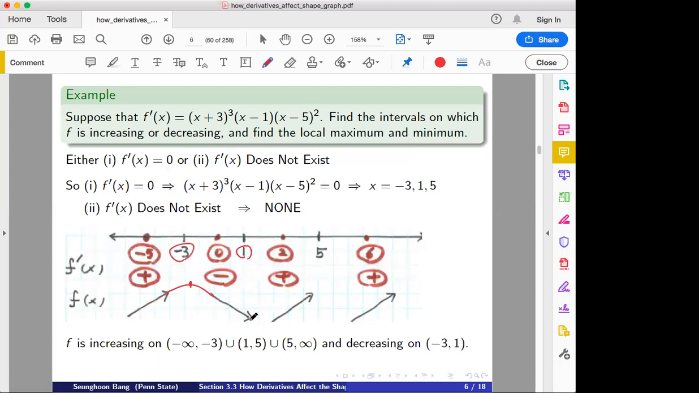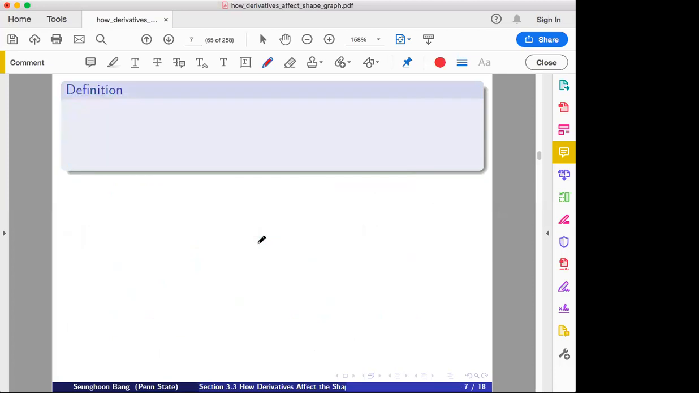Yes, 1. The graph is decreasing, then increasing at 1, so 1 is a local minimum. So f of minus 3 is a local maximum, and f of 1 is a local minimum. This is the whole idea for solving this problem. The next tip. This is a definition.